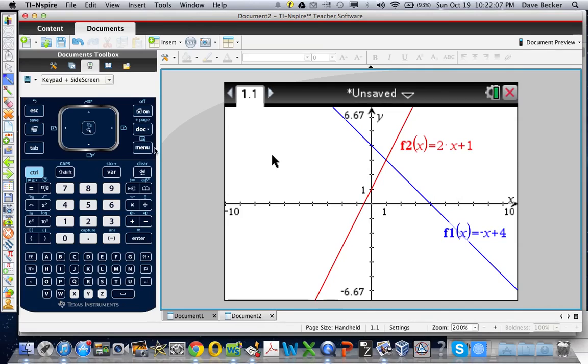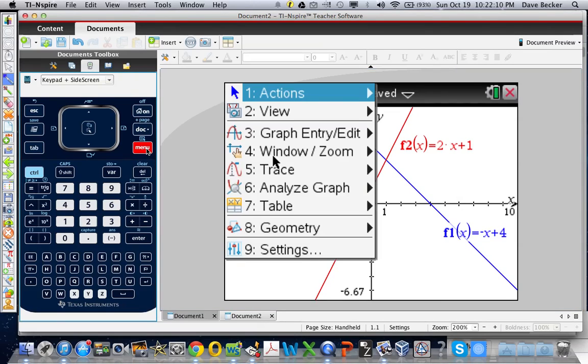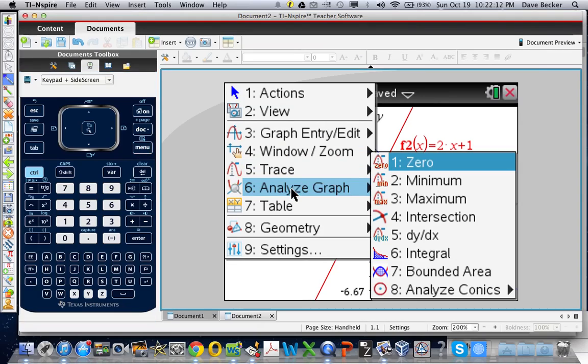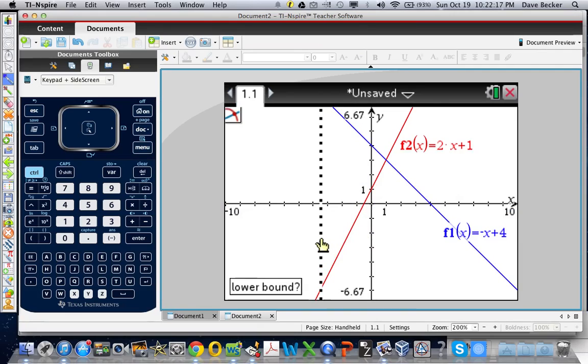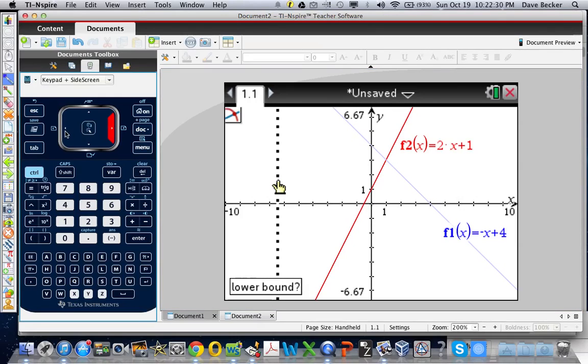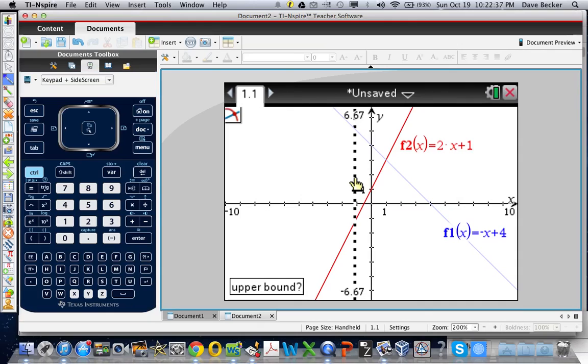So to find the intersection, watch my steps: menu, analyze graph, and I want to find the intersection. Okay, and it's the lower bound here. You see where it says lower bound? That just means you want to get to the left of the intersection point, and you can do that using your arrows. Here, watch. See, it'll move it left, move it right, or you can use your mouse pad, which is what I'm using. It's easier on the computer. And you just have to click to the left of the lower bound, and then you can arrow right.